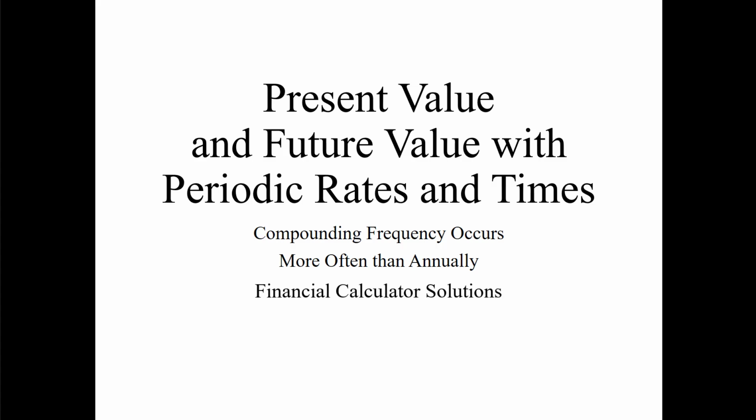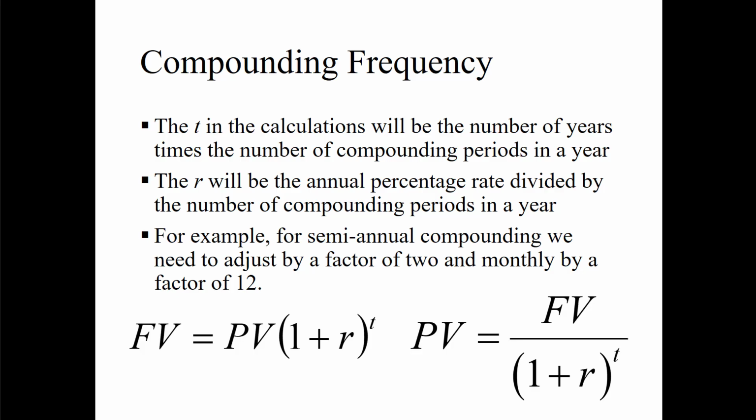In this video, we're going to use our BA2 Plus to calculate present value and future value with periodic rates and times. When working with these calculations, we need to remember that the T is going to be the number of years times the number of compounding periods in a year.